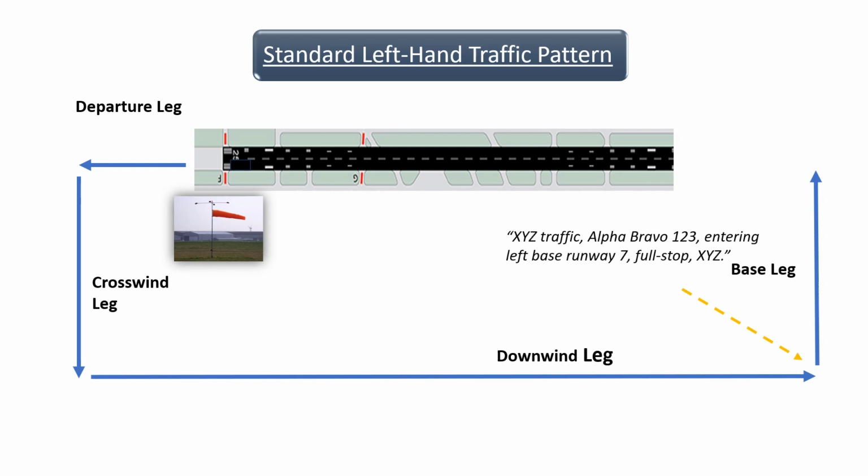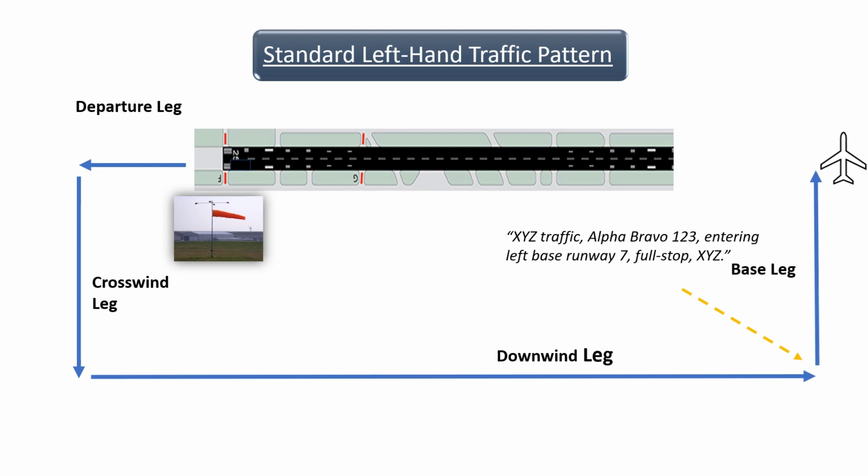Let's assume we are at XYZ Airport, and our call sign is AB123, and we are intending to do a full stop landing on runway 7. The radio call when on the base leg would sound something like this. XYZ traffic, Alpha Bravo 1-2-3, entering left base, runway 7, full stop, XYZ. If we were doing a touch and go, we would say touch and go instead of full stop.